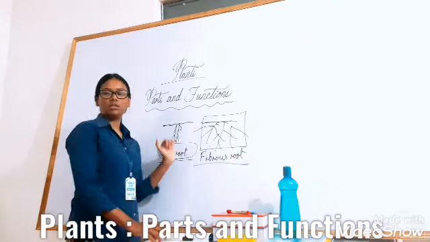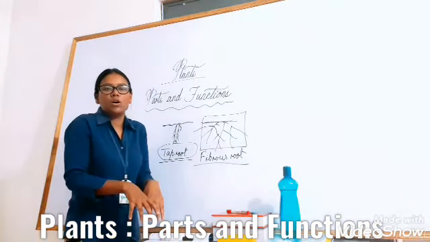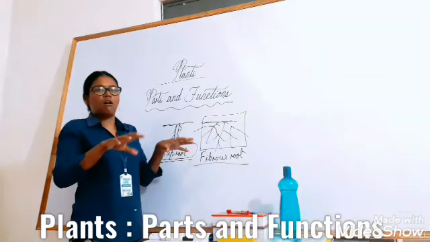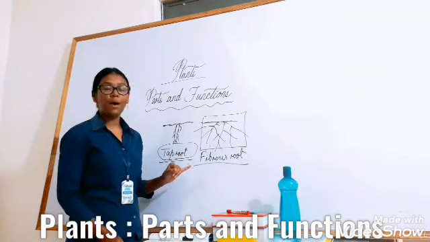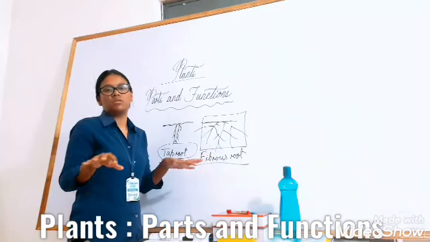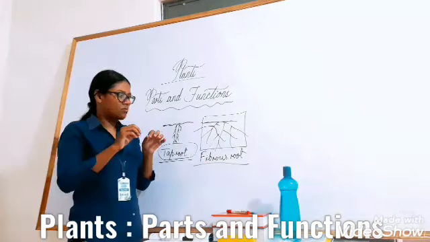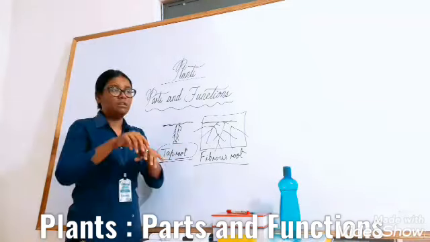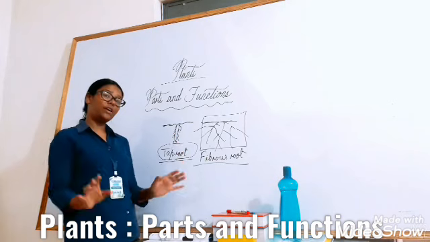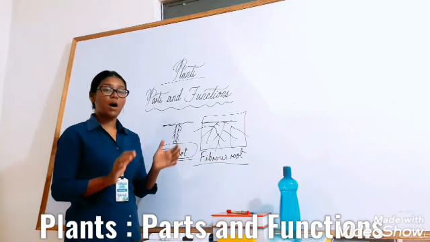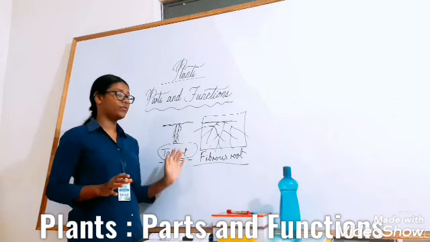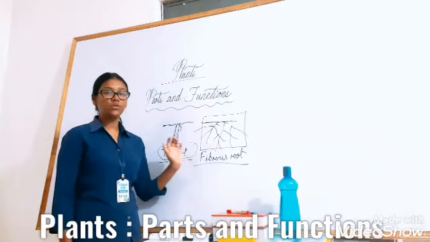Now, in taproot, you can see there's one main root coming out of the ground, and it has some hair coming out of it. Now, on the fibrous root side, what you can see is there are many thin layers of roots scattering around on the ground side. It has got many hairs in it. It has got many lines going around. So today we have learned the different parts of the plant and also the different kinds of root system here.